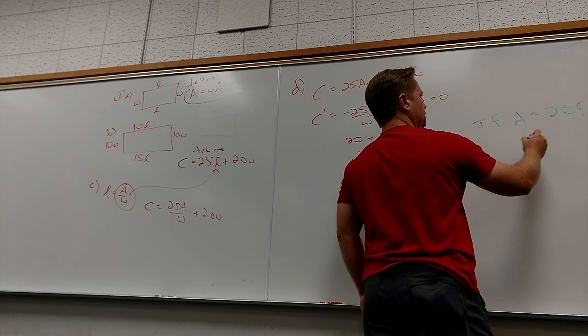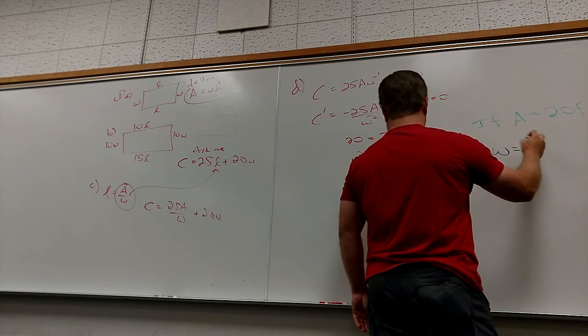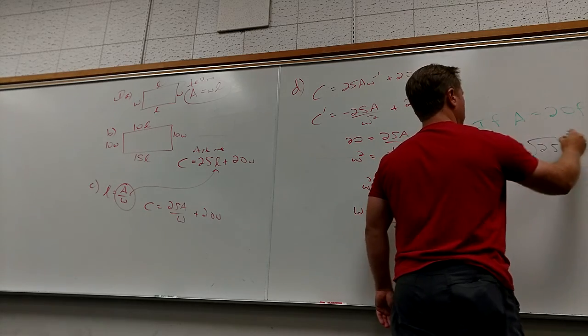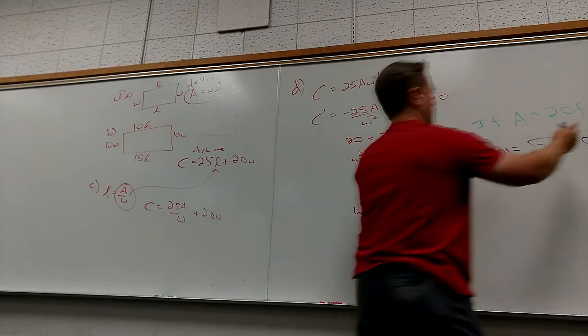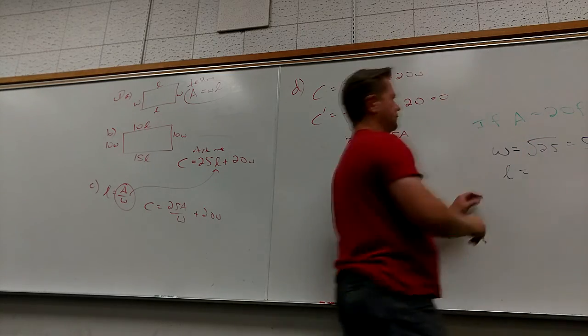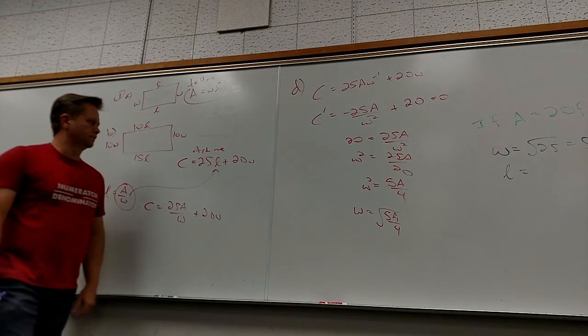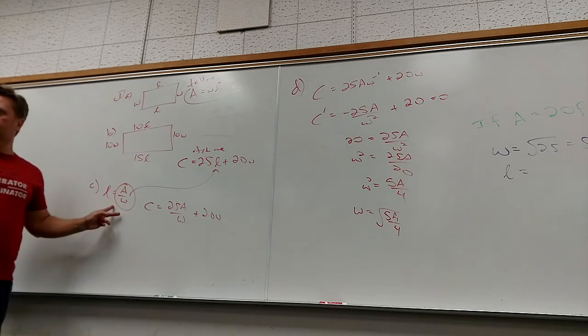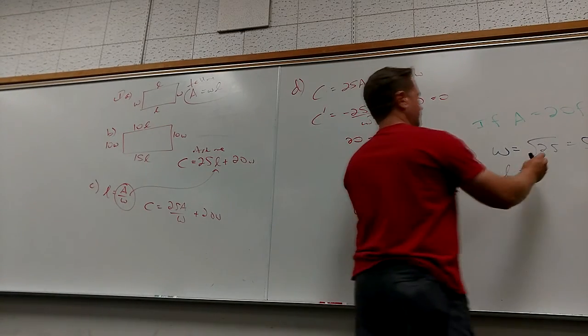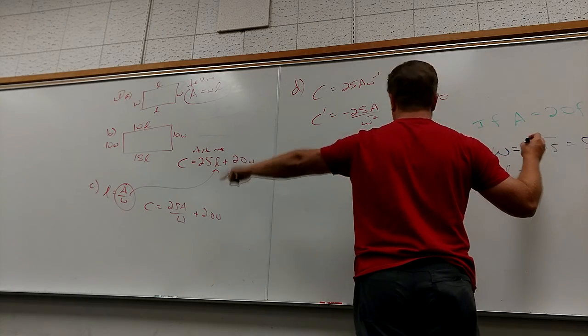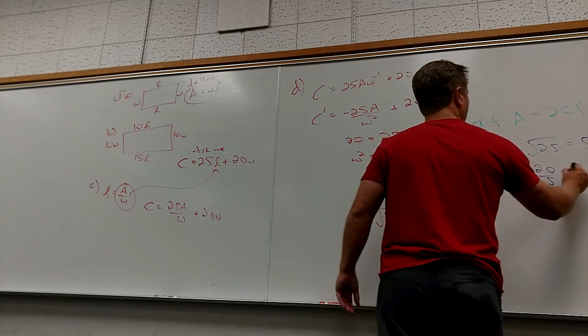then the width would be the square root of 25, so it would be 5. Is that cool? The width would be 5 feet. So what would the length be? It's 20 divided by the width, so it would be 4 feet.